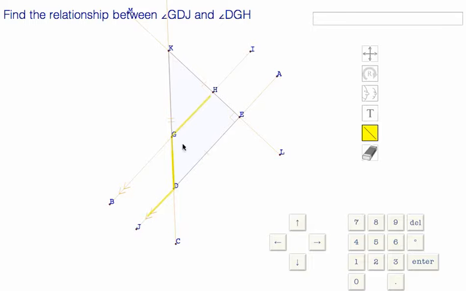Okay, see that nice Z pattern? So we're talking about this angle here and this angle right here. Okay, so these two angles are on alternate sides of the transversal line, and they're on the interior of the parallel lines, so we call that alternate interior.